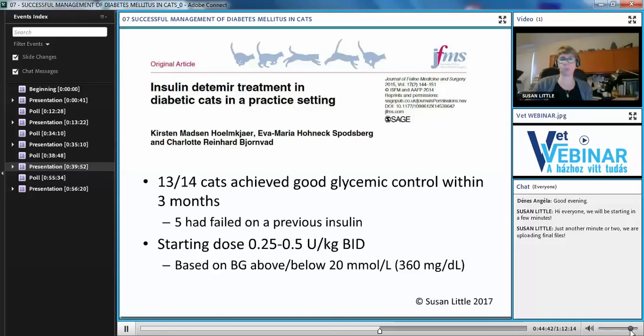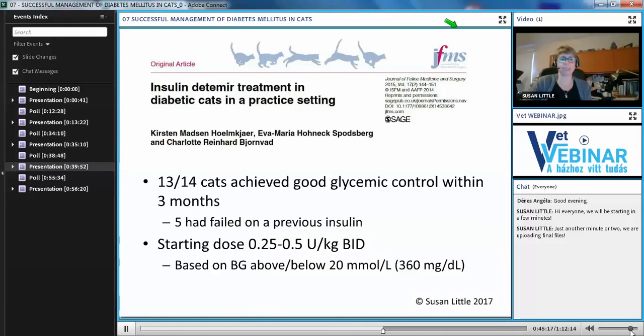Starting dose is typical, so most insulins have this same starting dose. This is for detemir, a quarter to a half of a unit per kilo twice a day, and that's based on the initial blood glucose. If it's below 20 millimoles per liter, we'd start at a quarter of a unit per kilo, and if it's above, we'd start at half a unit per kilo. But again, there's nothing unique about that. Most of the veterinary insulins are going to use this exact same starting dose, which is good because it's easier for us to remember.